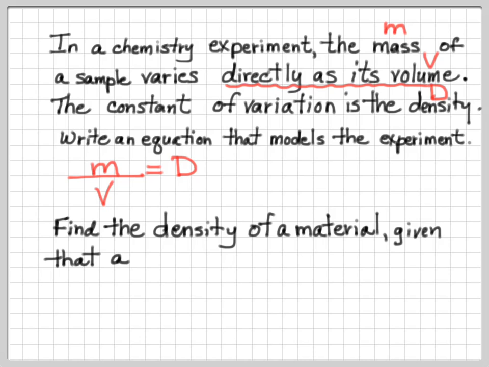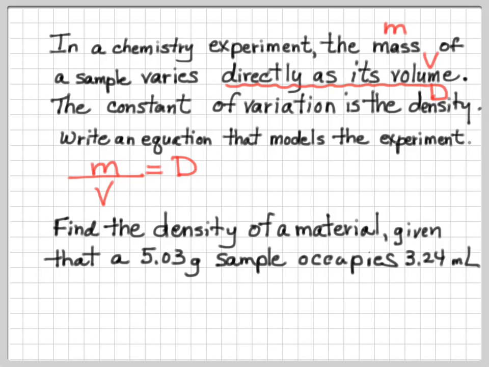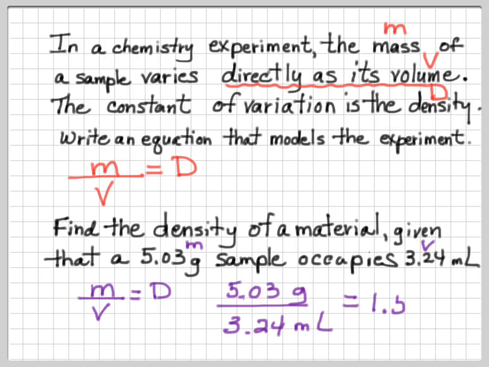Find the density of a material given that a 5.03 gram sample occupies 3.24 milliliters. So we have our equation once again, and all we have to do now is plug in 5.03 for m and 3.24 for our volume, and we get 1.55 grams per milliliter. So once again, to recap it, take a look at your equation, find your variables. It says direct variation. Write your equation, then plug in your values.